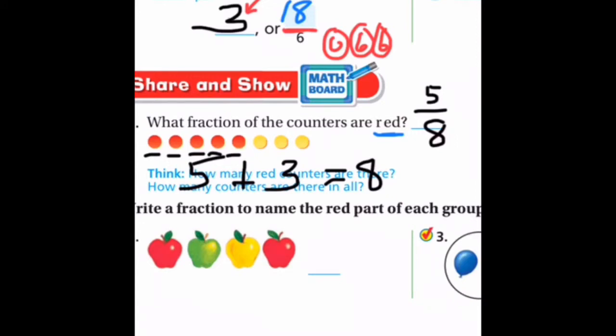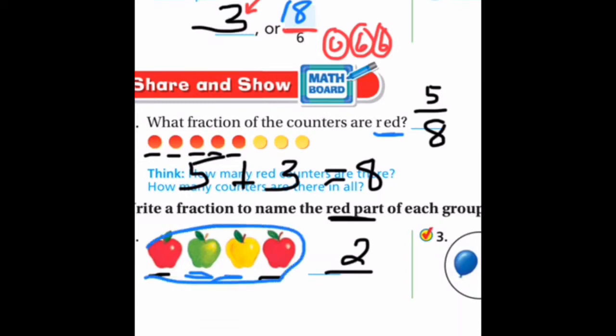Number 2, write a fraction to name the red part of each group. Oh, that's probably for 3 as well, but let's do 2 first. So the red part, we have 2 that are red, and we have 1, 2 that are not red. So we have a total of 4 overall. So my fraction is 2/4.